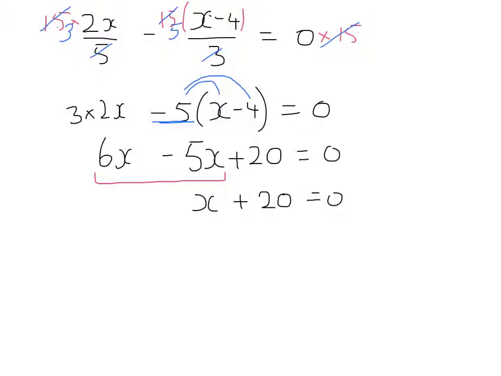We now need to move the 20 to the other side. Opposite of plus 20 is take 20. So we want to take away 20 from both sides. The plus 20 and the take 20 on the left hand side cancel each other down. So that becomes a 0, so we end up with only x on the left hand side. On the right hand side, 0 take away 20 will be negative 20. And that's the answer for that one.